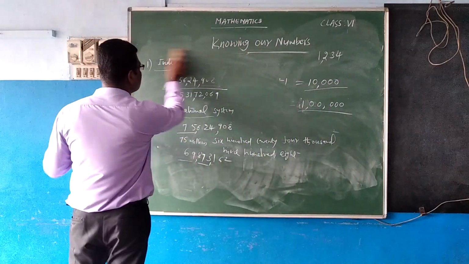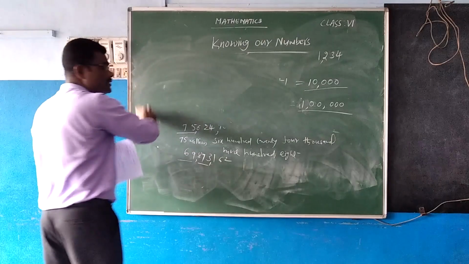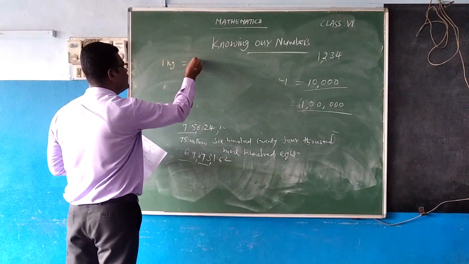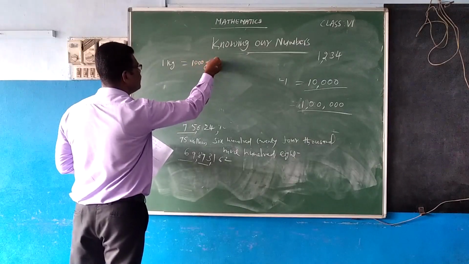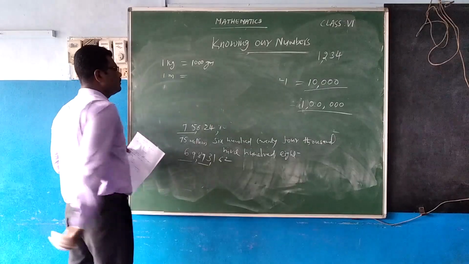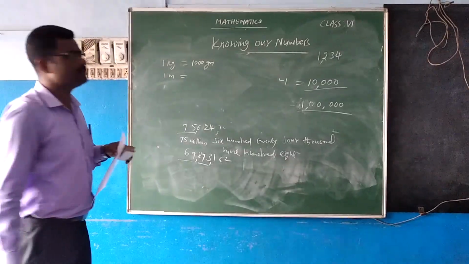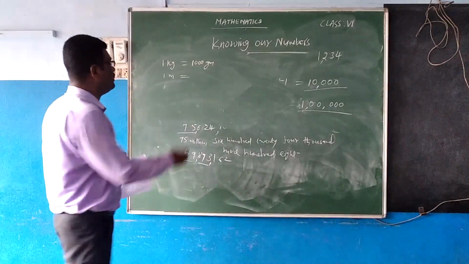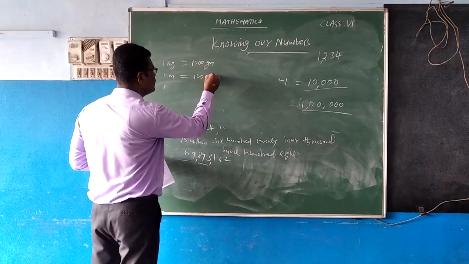So next, large numbers in practice. What is the meaning of large numbers? You might have heard kg. You might have heard 1 kg. What is the meaning of 1 kg? How many grams? 1000 grams. You might have heard 1 meter. What is the meaning of 1 meter? How many centimeters? 1 meter is equal to 100 centimeters.